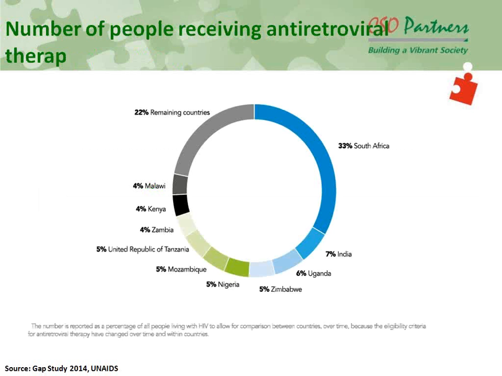Now, if you look at these statistics, we see that 70% of the infected people are in Sub-Saharan Africa, and the third highest number of people living with infection are in India. Now let us see how many of them are getting ART, antiretroviral therapy.